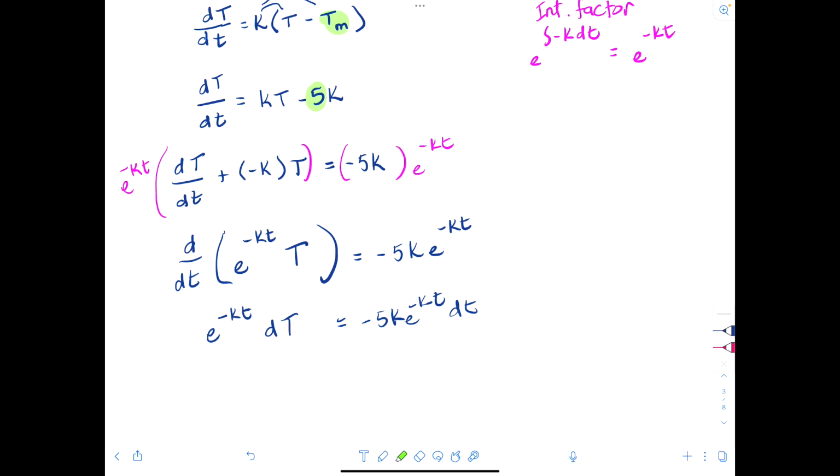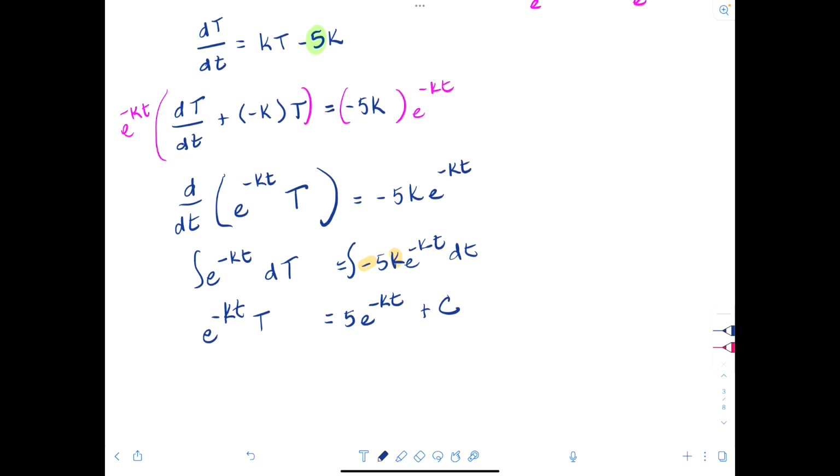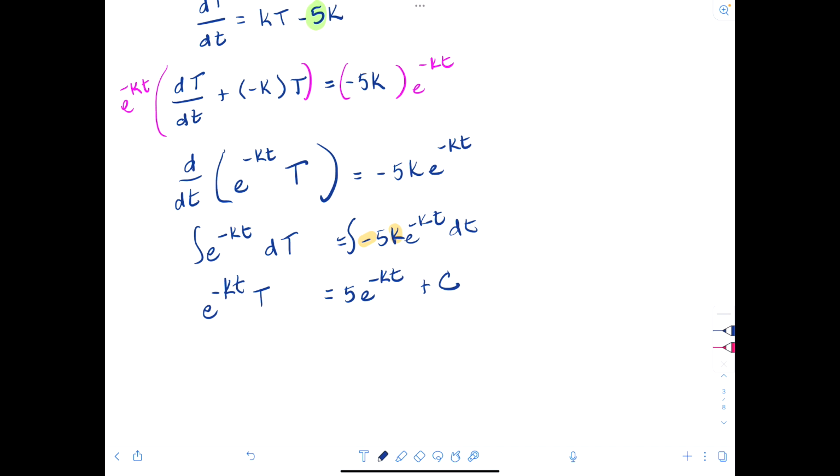Now I'm looking at what I need: the derivative of negative kt is negative k, so I have that available to use. So when I integrate both sides, I'll have e to the negative kt times T on the left side equal to 5e to the negative kt plus some constant. Since this one wasn't equal to 0, we can't say that it's the initial amount or the initial temperature. So we'll just have that plus C.